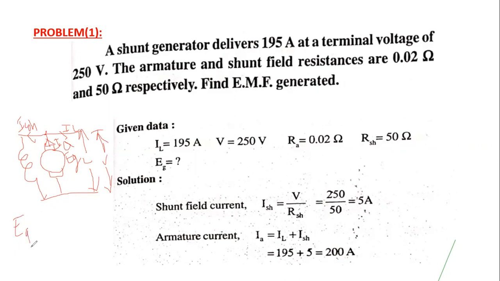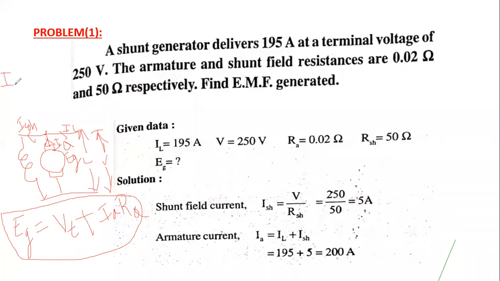Therefore EG is equal to VT, that is the terminal voltage, plus IARA. EG is equal to VT plus IARA. This is the voltage equation in the case of a shunt generator. Similarly, we can write down the current equation.